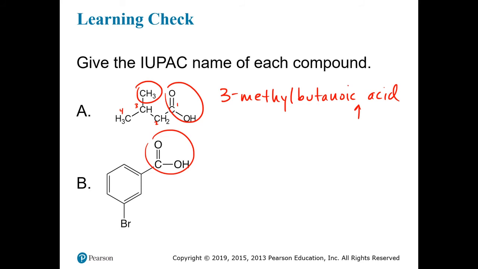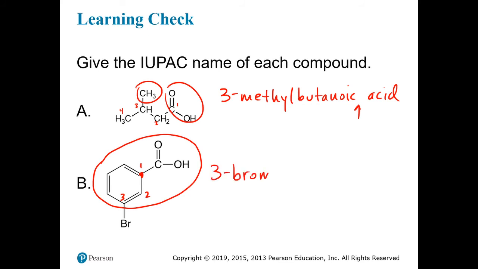In this one, we have a carboxylic acid, but it's attached to a benzene ring. So instead of focusing just on the acid, we should actually look at this entire structure and remember that this is called benzoic acid. Where the carboxylic acid attaches is carbon number 1, and then we count the shortest distance to the next substituent, which is the bromine atom. That's on the 3rd carbon, and so this is 3-bromobenzoic acid. And again, there's a space right before acid.